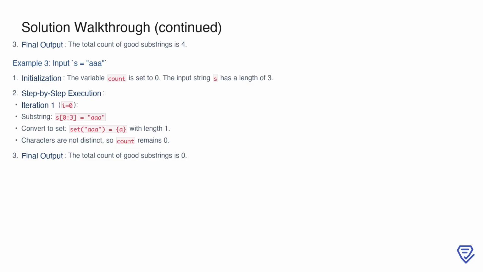We start by initializing count to 0. In the first and only iteration, i equals 0, the substring is "AAA". Converting this substring to a set gives {'A'}, which has a length of 1. Since not all characters are distinct, the value of count remains 0. With no further substrings to evaluate, the total count of good substrings for this input is 0.